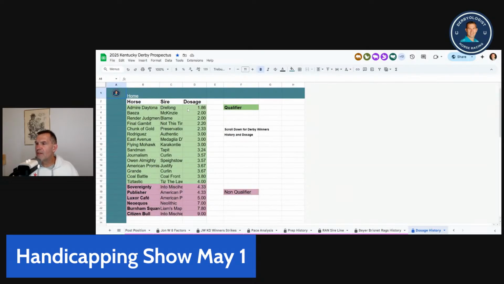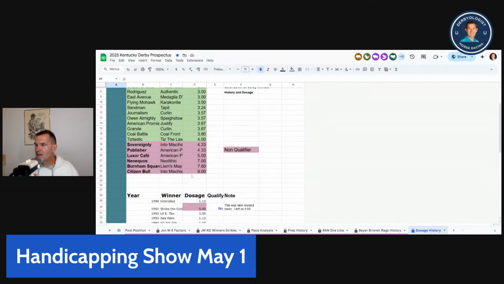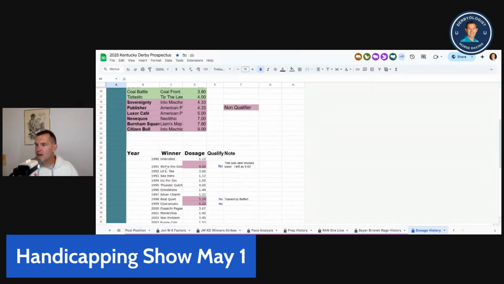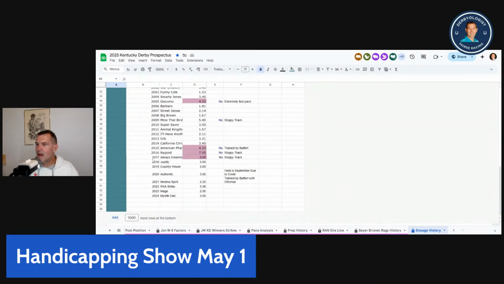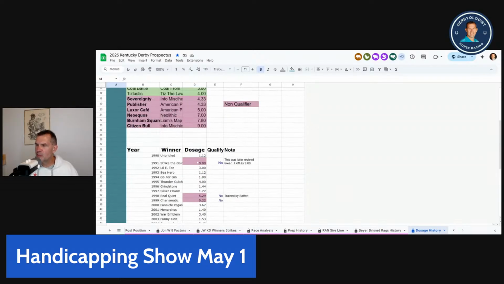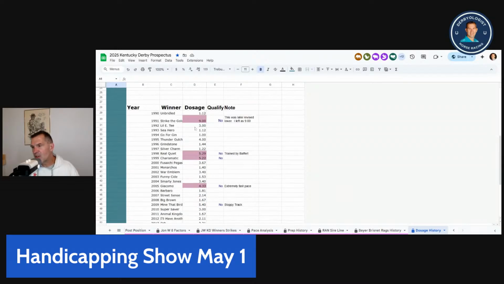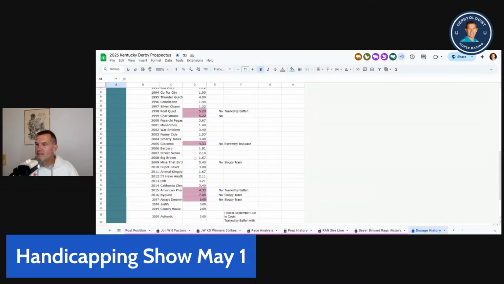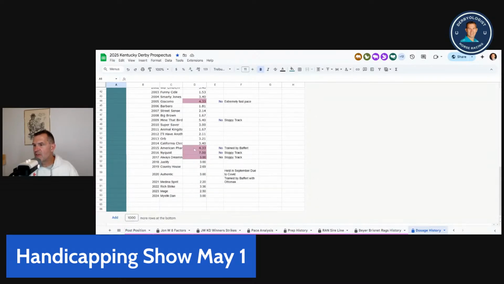This shows the qualifiers this year and the non-qualifiers. And then every year from 1990 all the way to 2024, what the winning dosage was. But again, this has about another 75 to 80% hit rate. Strike the Gold at a high dosage, real quiet, charismatic. But again, if you notice, a lot of these horses with the higher dosages were more favorites anyways.